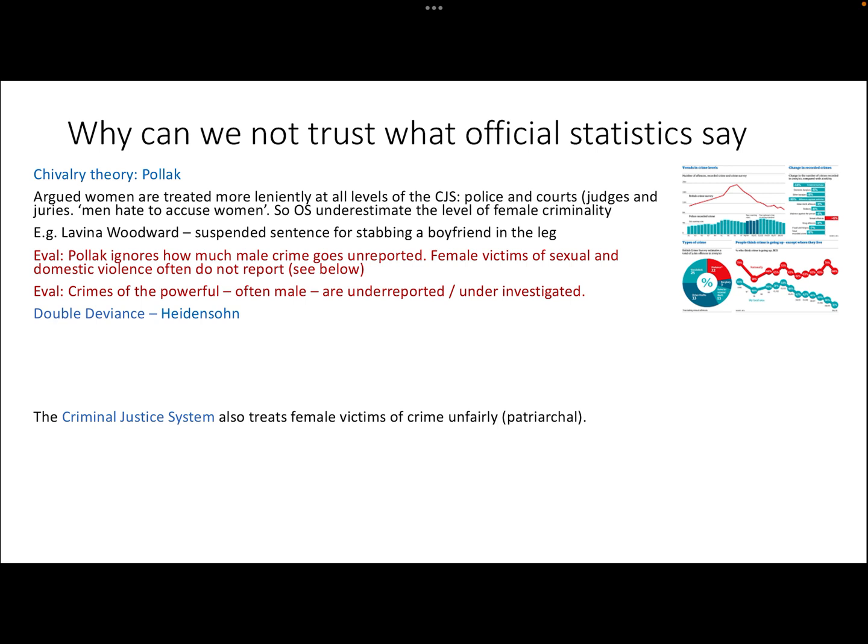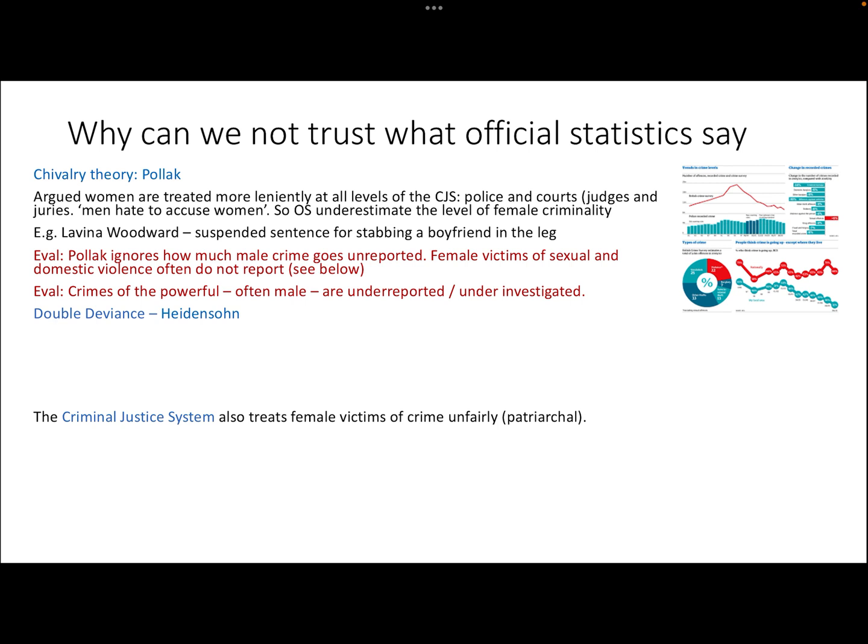So I'm not saying that women aren't committing crime. I think probably there is an element to the chivalry thesis. However, men are also perhaps underreported in terms of the crimes that they're getting up to, like I said, sexual and domestic violence and crimes of the powerful.